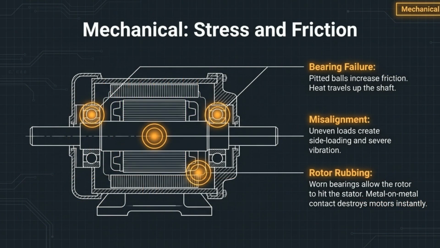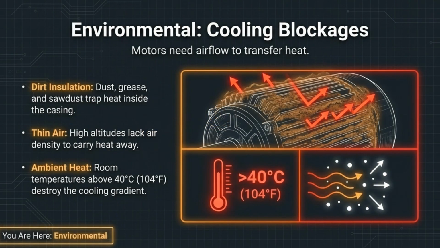Mechanically, stress and friction from bearing failure, misalignment, or rotor rubbing cause overheating. Rotor rubbing, in particular, can instantly destroy a motor. Environmental factors include cooling blockages from dirt, thin air at high altitudes, and ambient heat above 40 degrees Celsius, which destroy the cooling gradient needed for heat transfer.